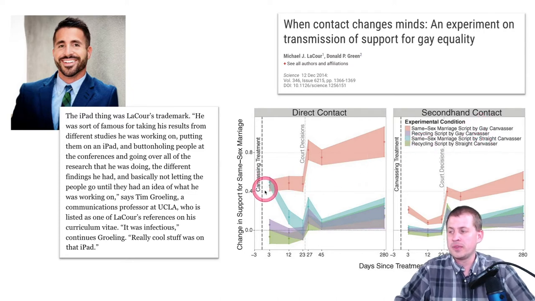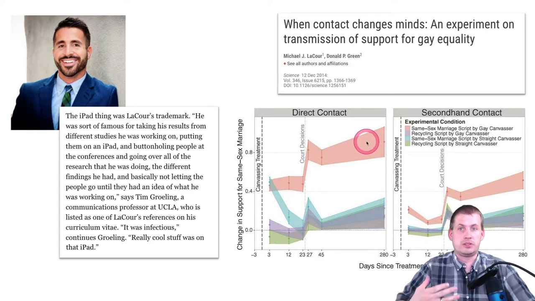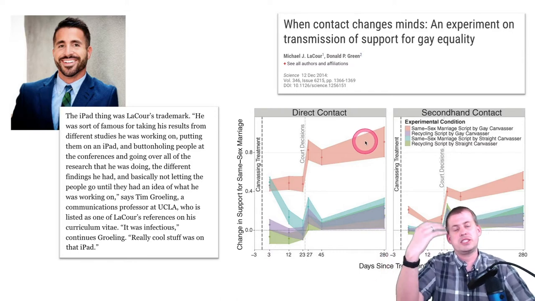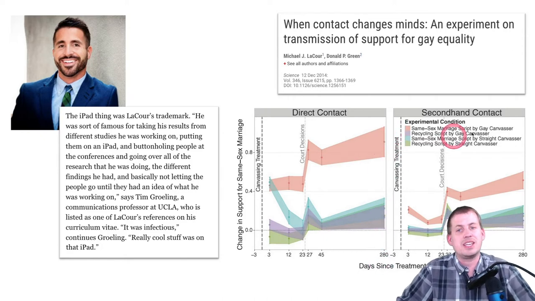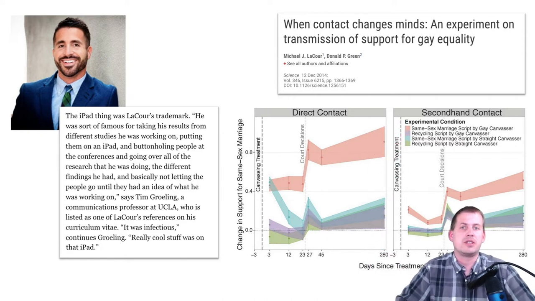And what they found on this x-axis, this is days since they were contacted by the canvasser, and this is change in support for same-sex marriage. And so what they found is that the canvassers who were gay, who talked about same-sex marriage and campaigned for that to these people, and they shared experiences about discrimination, they shared personal life experiences. Based on these findings, LaCour found that it actually changed their minds for up to 280 days after being canvassed. And that was a groundbreaking finding and super exciting.